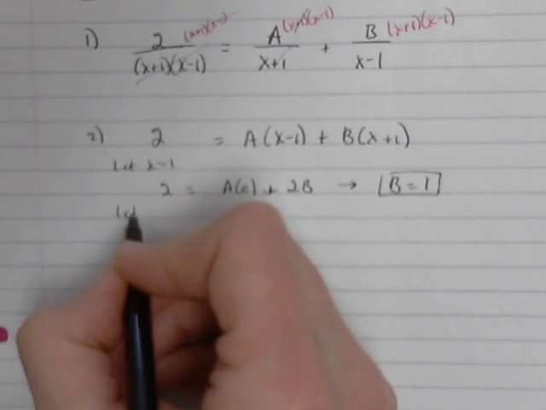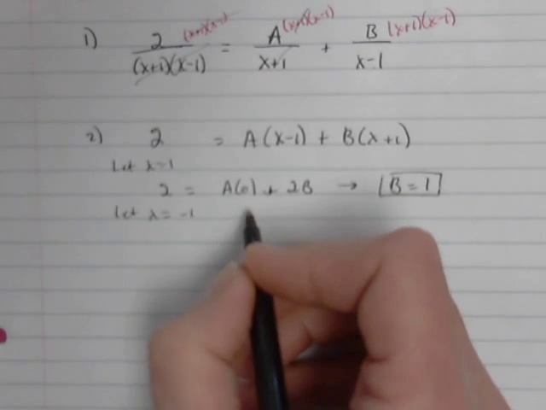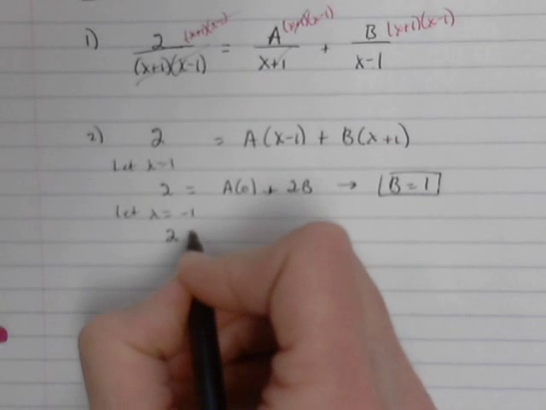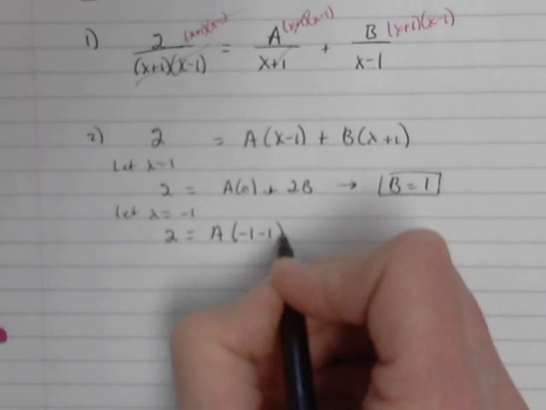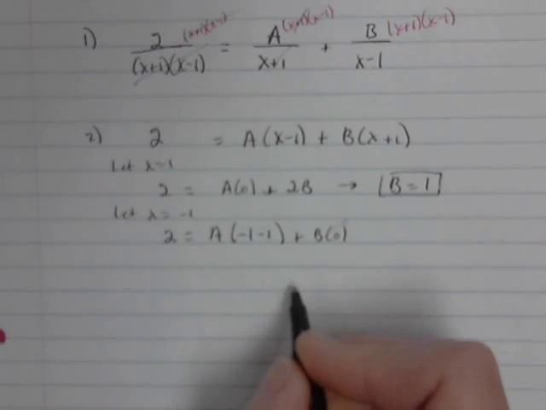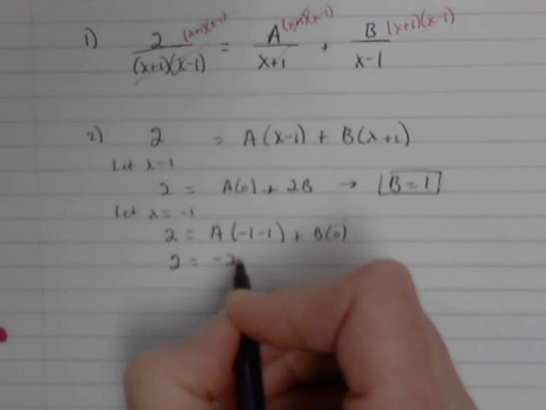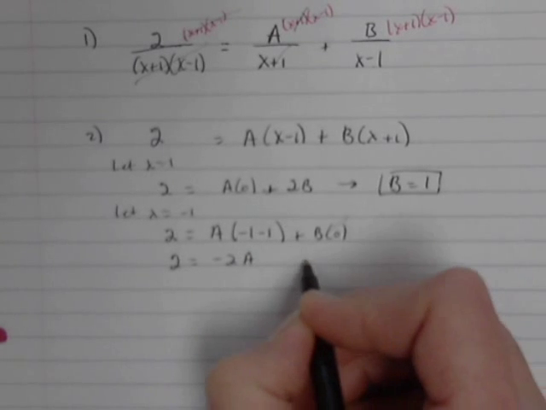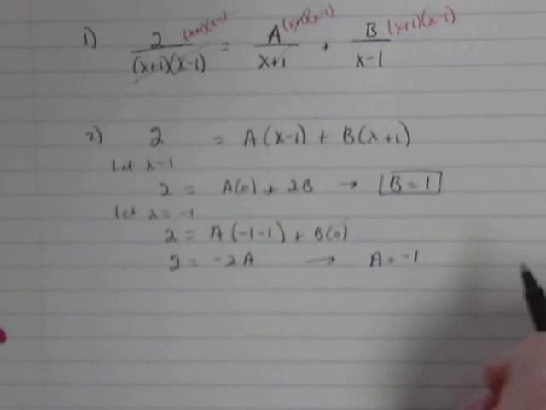And now we're going to let x equal negative 1 so we can solve it for a. And we get 2 is equal to a times negative 1 minus 1 plus b times 0, which is just going to go away. So we get 2 is equal to negative 2a, which says a is equal to negative 1.